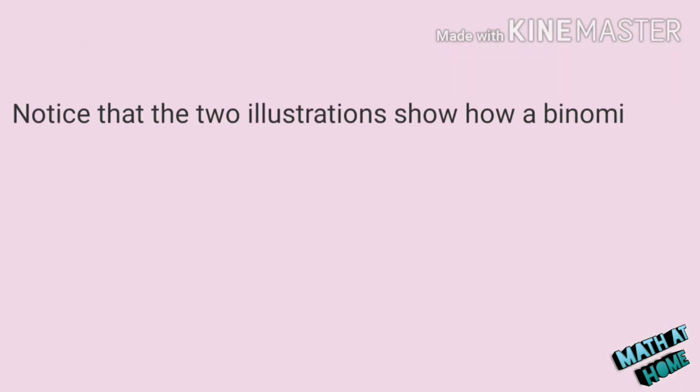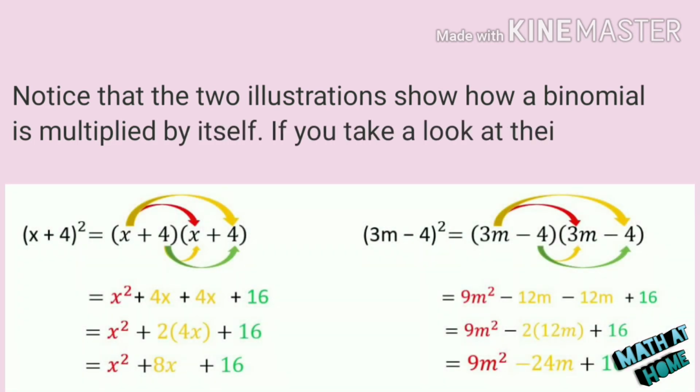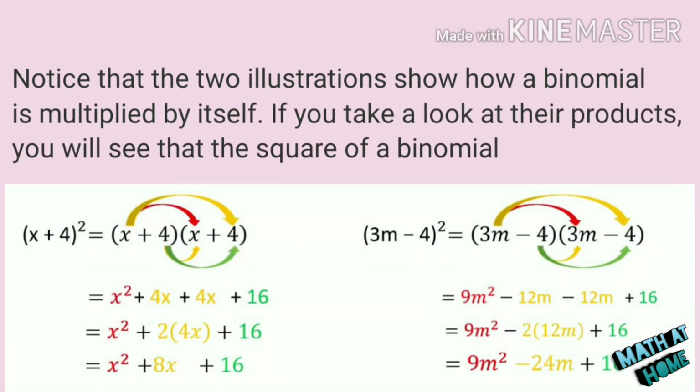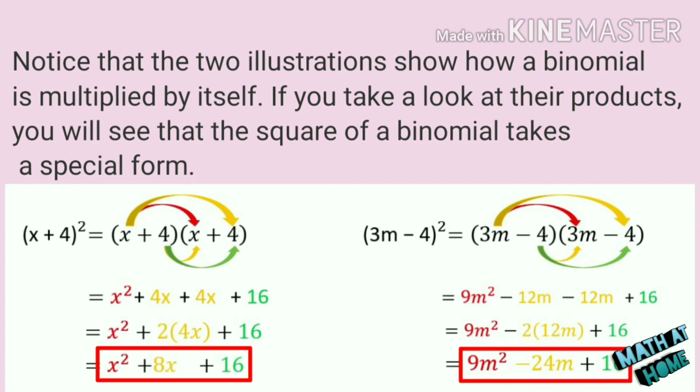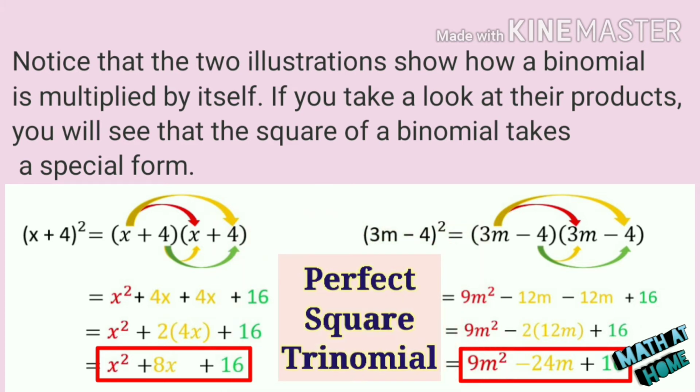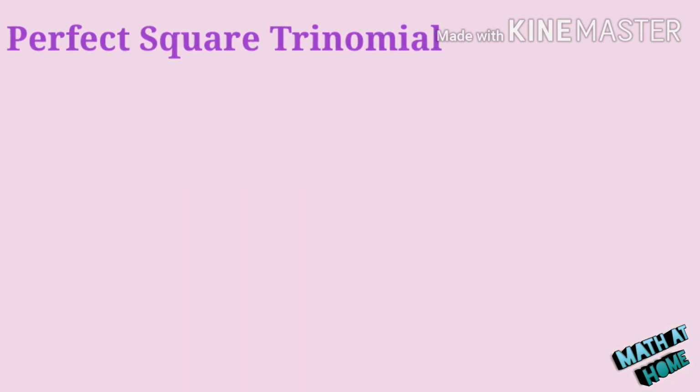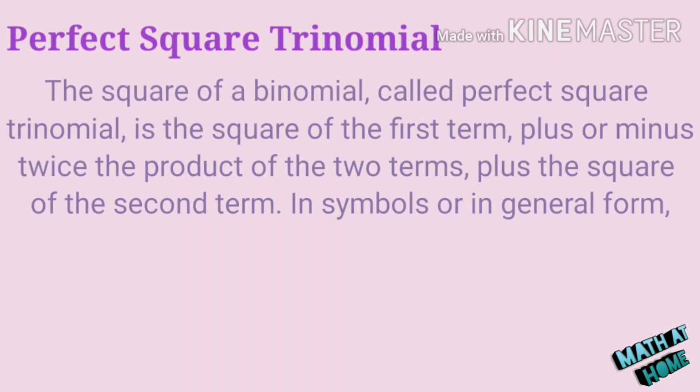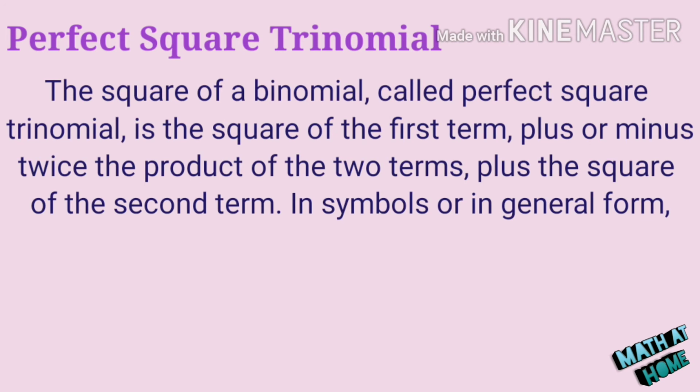Notice that the two illustrations show how a binomial is multiplied by itself. If you take a look at their products, you will see that the square of a binomial takes a special form, and that is a perfect square trinomial. By definition, the square of a binomial, called a perfect square trinomial, is the square of the first term plus or minus twice the product of the two terms plus the square of the second term.